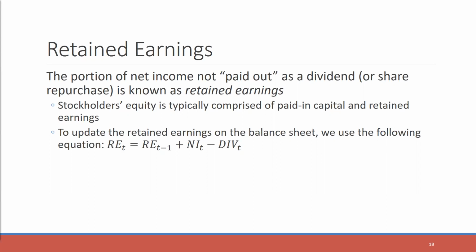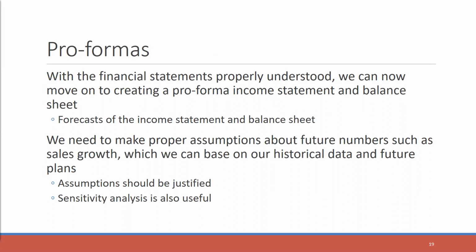To update our retained earnings, we're going to take retained earnings from the previous period, add in net income, and then subtract out whatever our dividend payment is. So you can see there's a very clear relationship between the dividend that you pay, the net income that you make, and the retained earnings that you keep on the balance sheet. So with the financial statements hopefully somewhat understood, we can now move on to creating a pro forma financial statement.